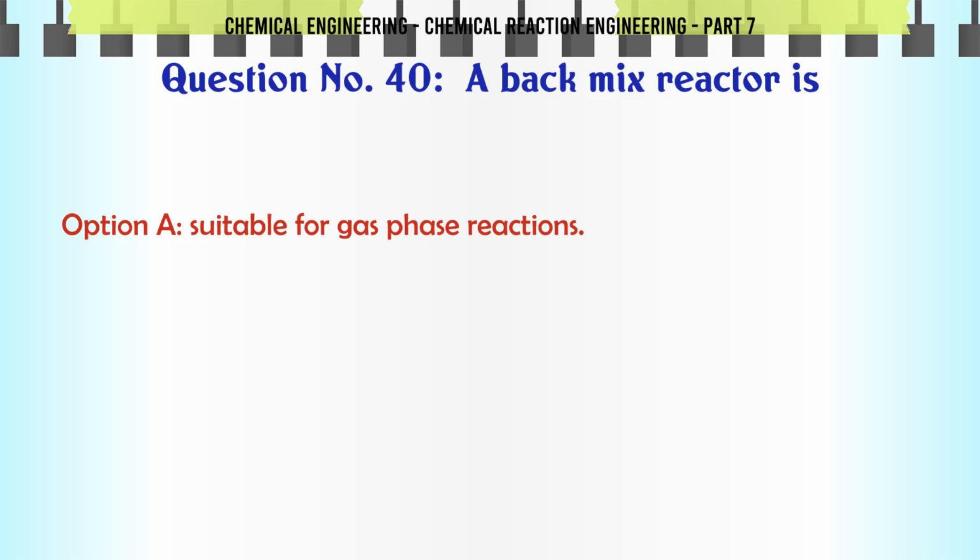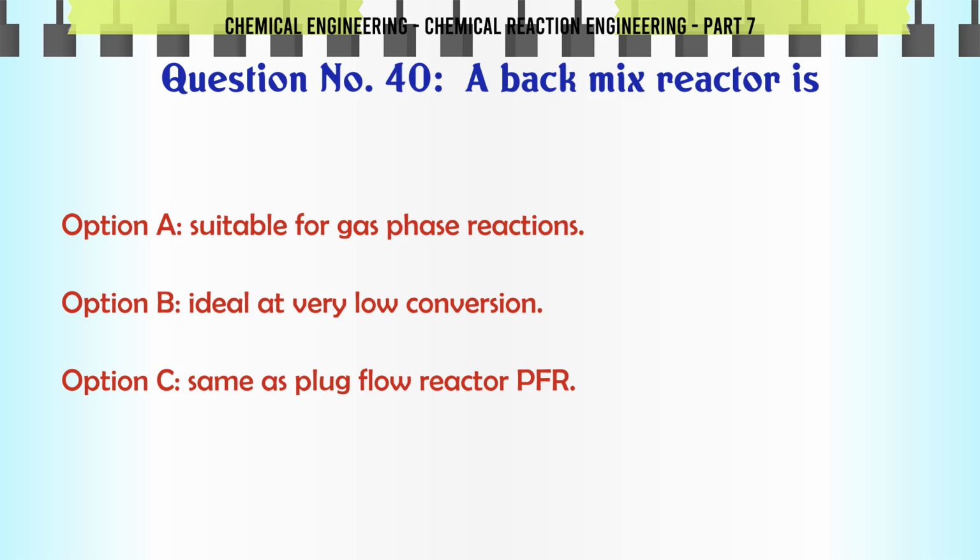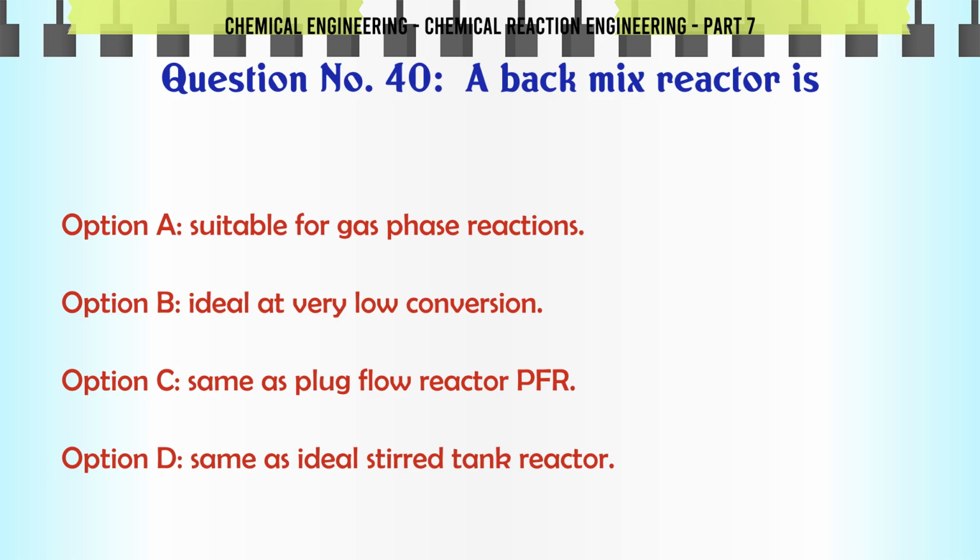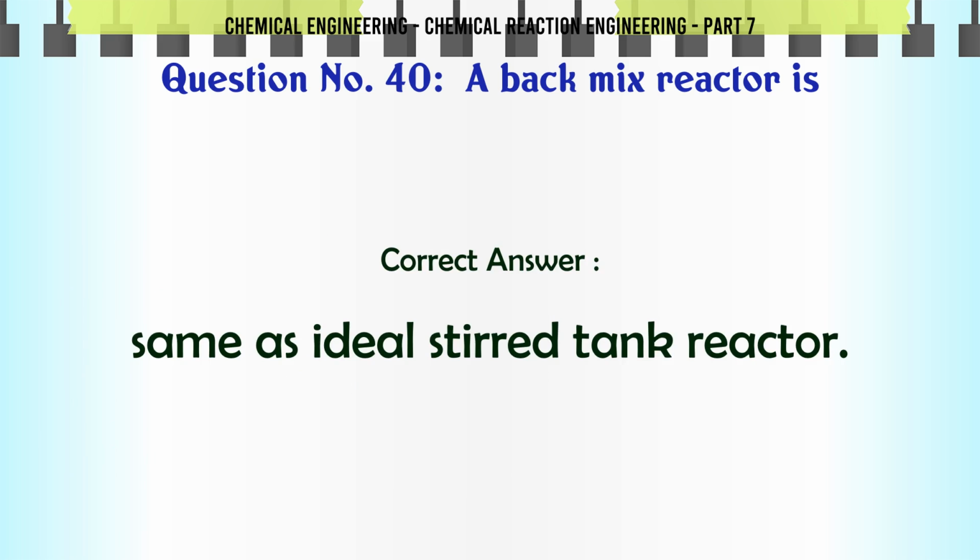A back mix reactor is A. Suitable for gas phase reactions. B. Ideal at very low conversion. C. Same as plug flow reactor PFR. D. Same as ideal stirred tank reactor. The correct answer is same as ideal stirred tank reactor.